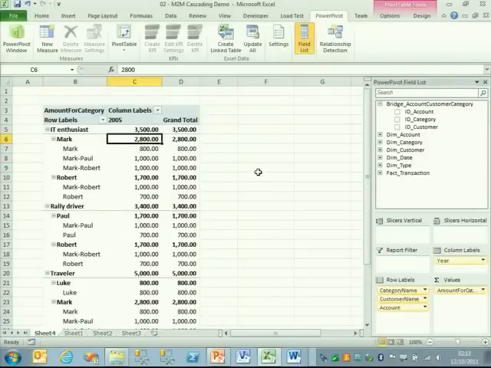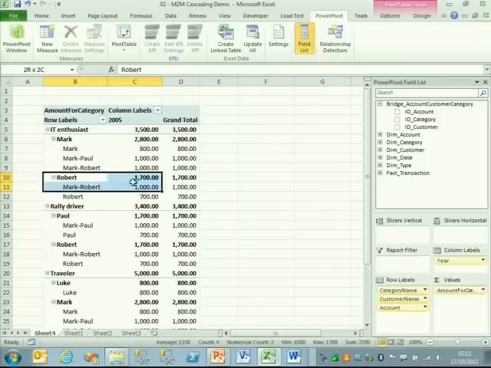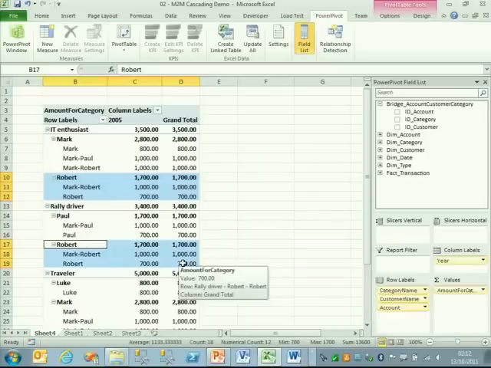We filter by category, and you see that Mark is an IT enthusiast. Robert is an IT enthusiast. But Robert is, I have too many mouses here. Robert, who appears here, is even here, because he is both a rally driver and an IT enthusiast. And of course, the numbers should not be summed up all together to give you the result, but they should follow the many-to-many pattern. Okay?